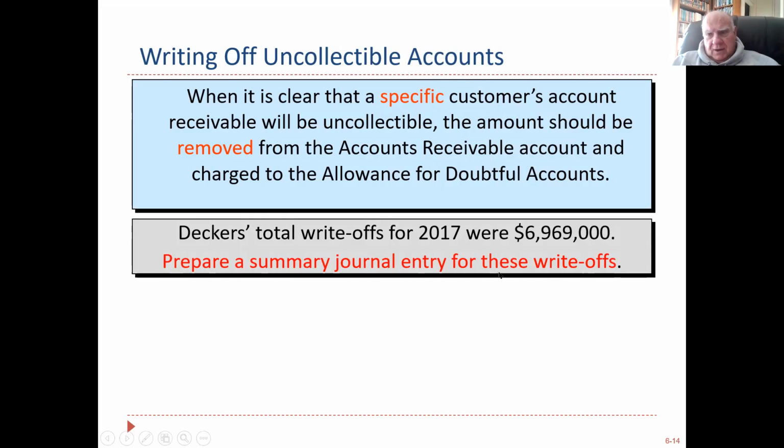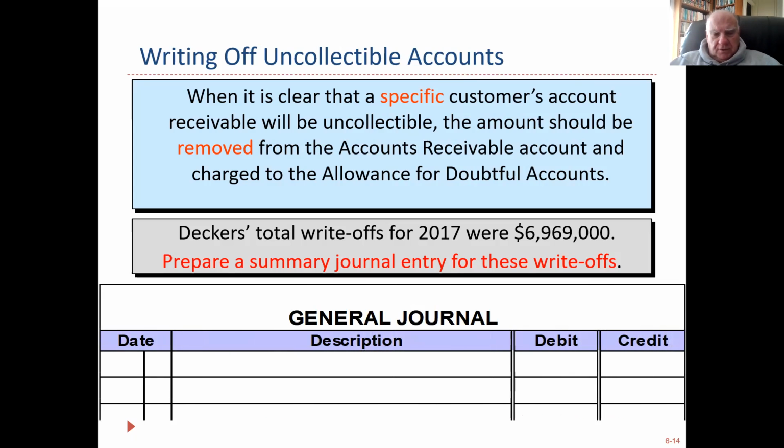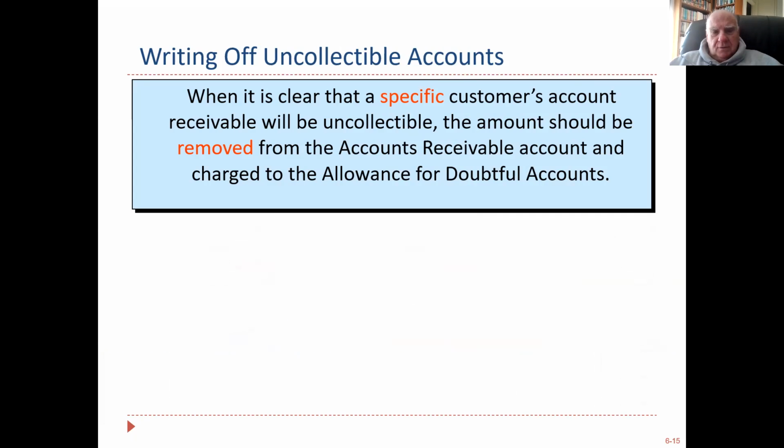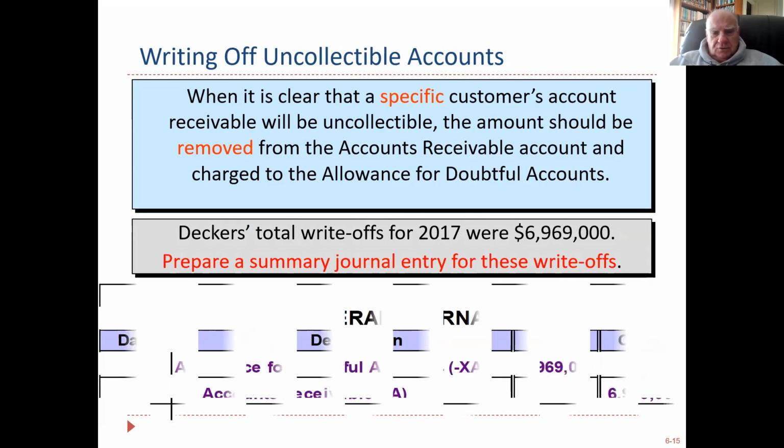They're not asking us to figure it out, as we will shortly. So Decker's write-offs, and these are real numbers, by the way. So that's $6 million worth of people that are not going to be able to pay Decker's, okay? Look at our journal entry.